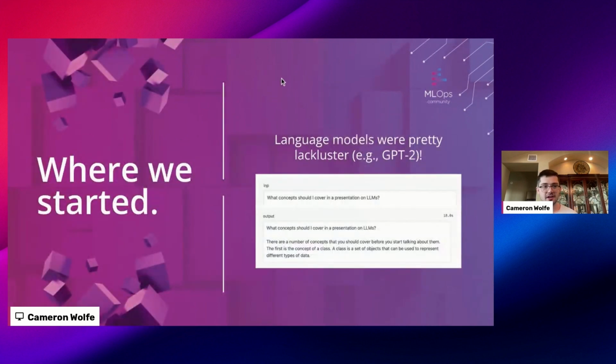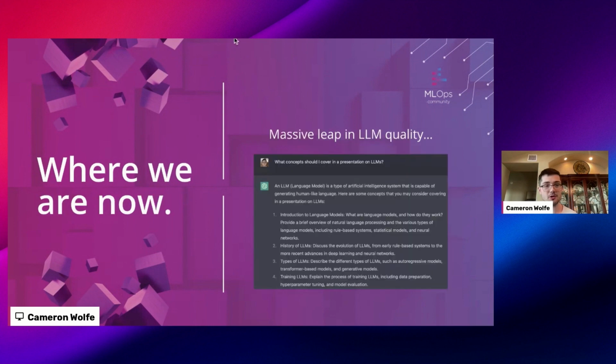So the first thing is, why is this topic interesting? The reason is that we've seen a massive breakthrough in LLM quality. If a couple years ago I asked GPT-2 what I should cover in a presentation on LLMs, I would get a response that's pretty repetitive and uninteresting. But if I ask the same question to ChatGPT, it gives a super detailed and accurate answer. So the question is, what happened and why is ChatGPT so good?